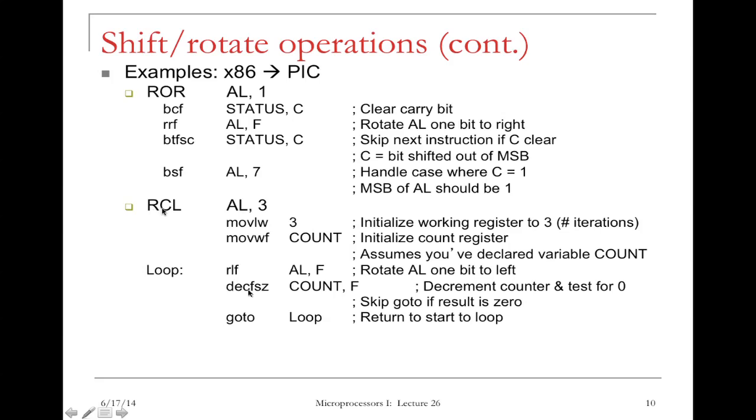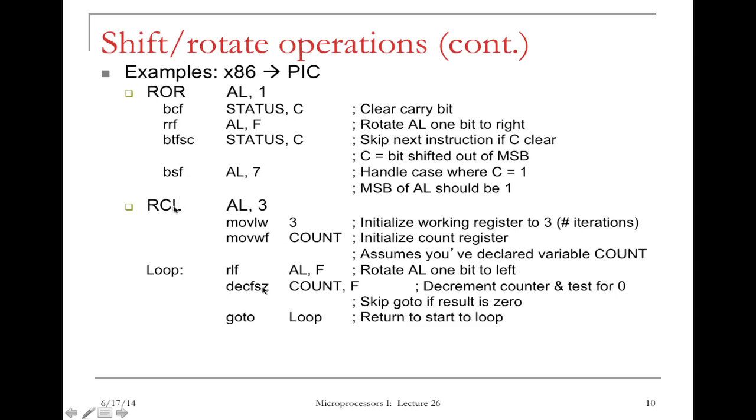At the end of the loop iteration, we do decrement. So we decrement count, and we will update that variable. This comma F is for updating the variable by decrementing by 1. We will skip the next instruction if it becomes a 0. What is the next instruction? It is go back to the beginning of the loop to do the second iteration or the next iteration.